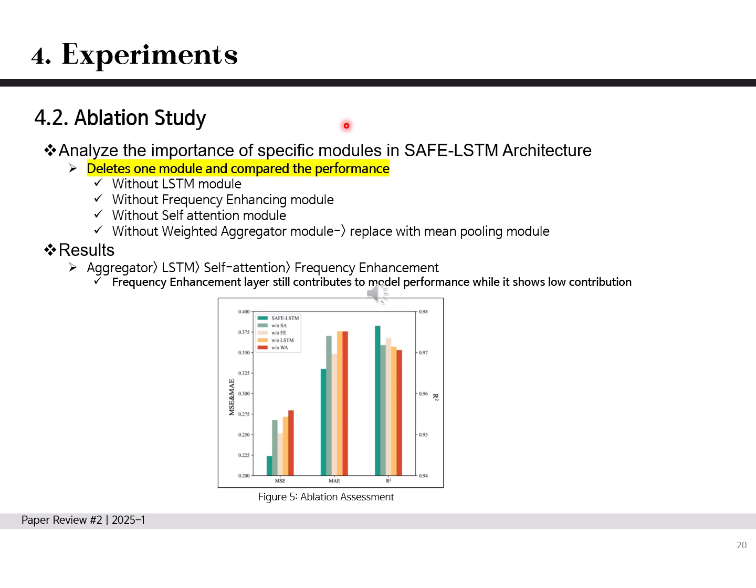As for the ablation study, they delete one module and compare the performance to analyze the importance of specific modules in the SAFE-LSTM architecture. They chose 4 of the modules and deleted one module at a time. And as a result, the aggregator shows the most contribution to the performance, and the frequency enhancement module showed a low contribution. But still, this layer contributes to the model performance while it shows a low contribution.